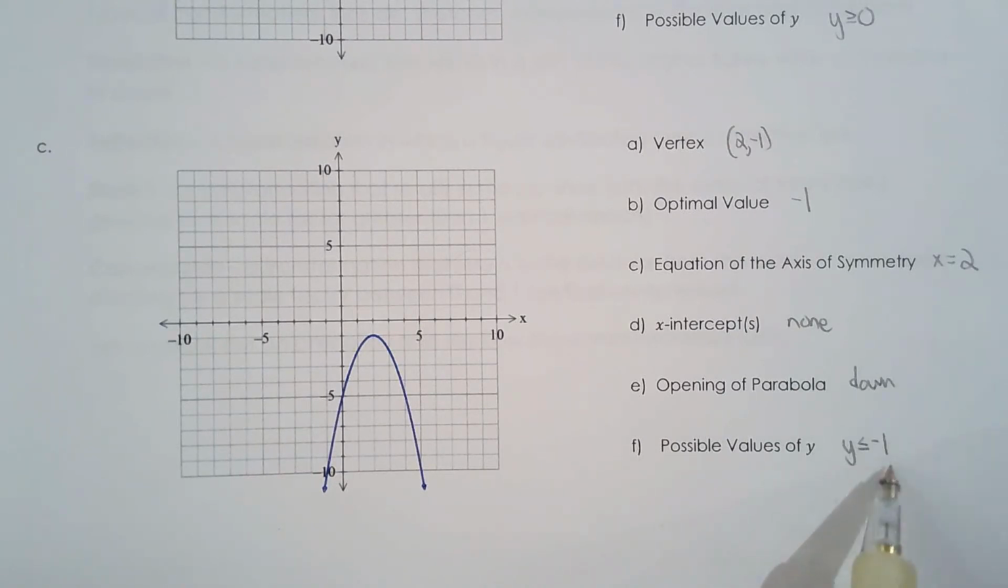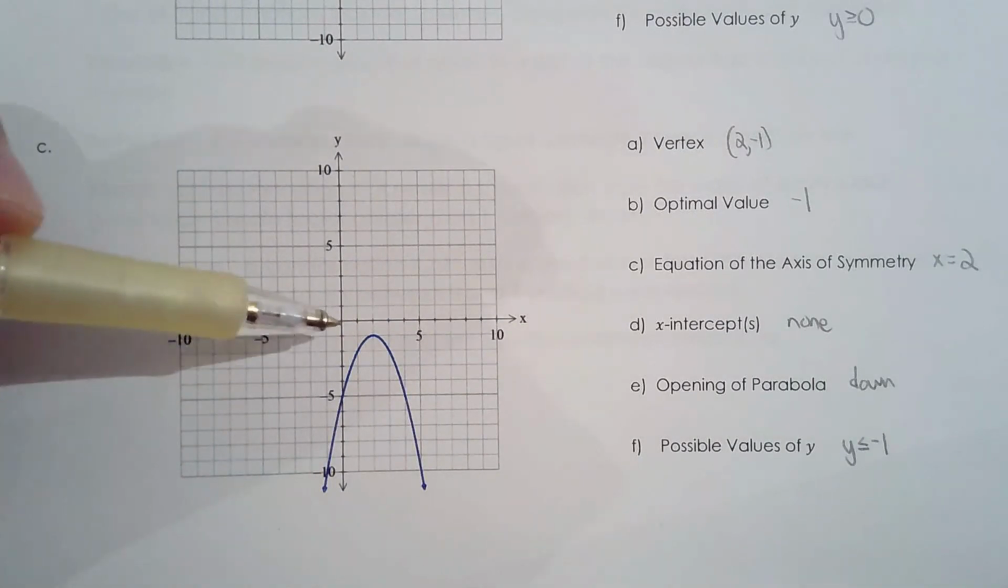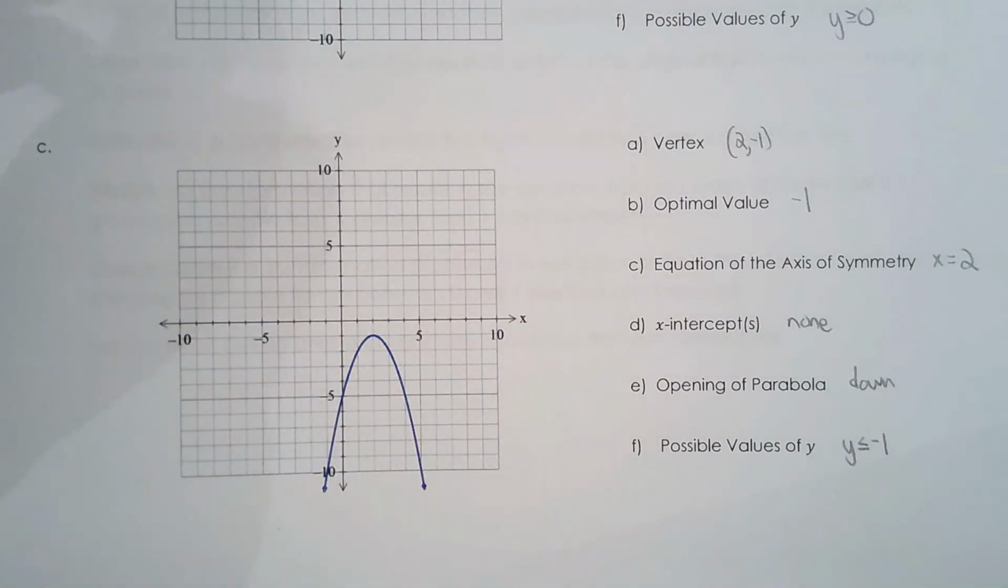This number here, whether it's less than or equal to or greater than or equal to, has to be the y-coordinate of the vertex, because the y-coordinate of the vertex is either the least possible value or the greatest possible value. So that will really dictate what is possible for y.